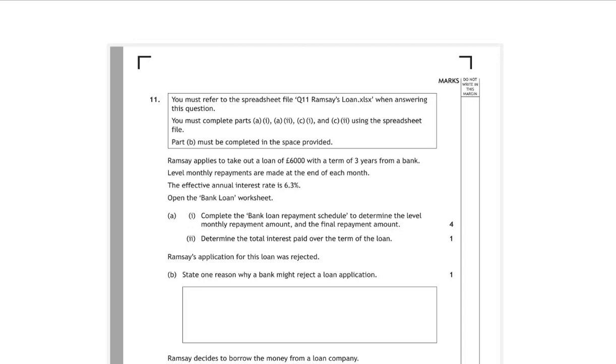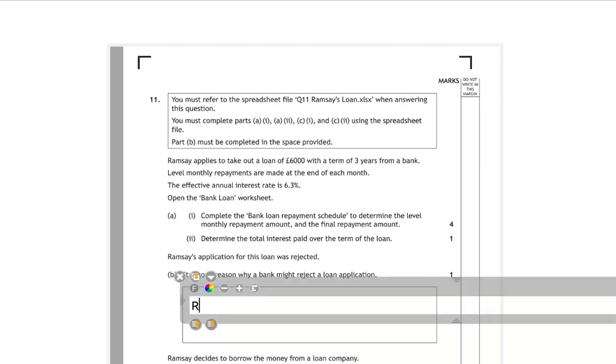Now in part B, that's the only one actually that you write on the question sheet. You say, why might a bank reject a loan application? Well, one possible reason is that the person may have a poor credit history. So, what's his name? Ramsey may have a poor credit history.